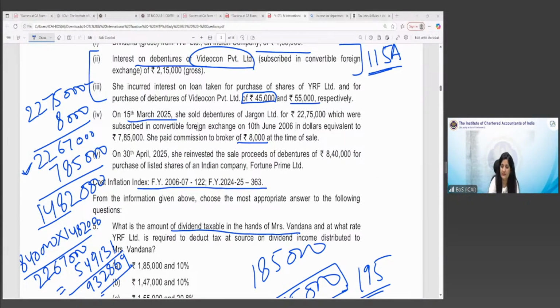Yes, 12.5% because the transaction is taking place after 23rd July. So it would be taxable at 12.5%.